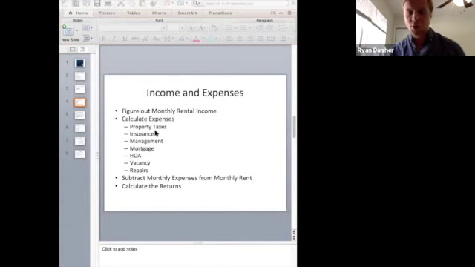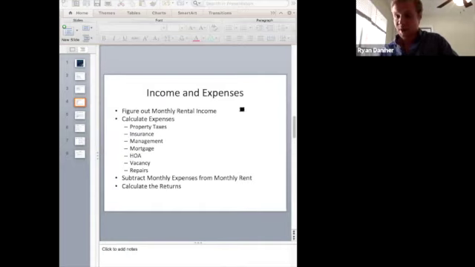So the next thing that you want to do is calculate your expenses. So this includes property taxes, insurance, property management fees, your mortgage or financing costs, any HOA fees, vacancy, and repair costs. So property taxes. In order to get that, you want to look at your state's Department of Assessment and Taxations. You can find that website by Googling it online. Some municipalities also have that information if you go straight to their accounts. And then what you want to find out is that city, county, and state tax rate.